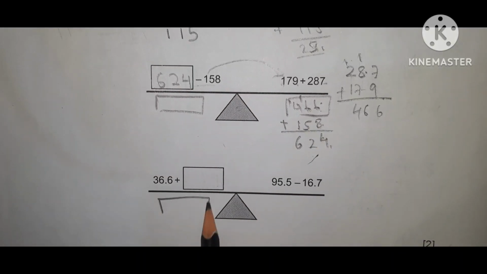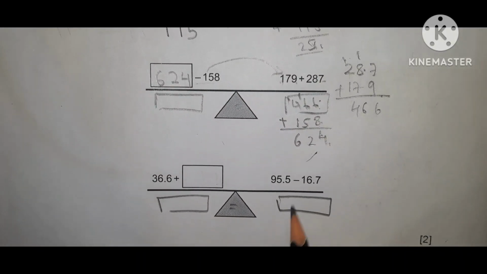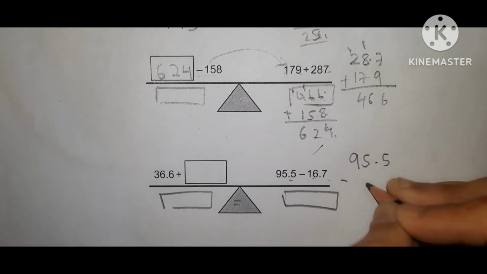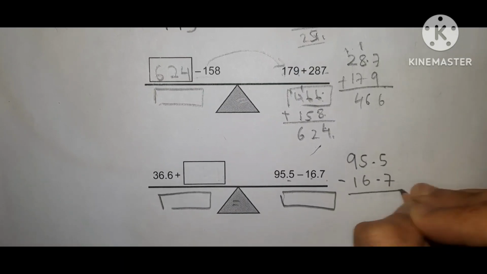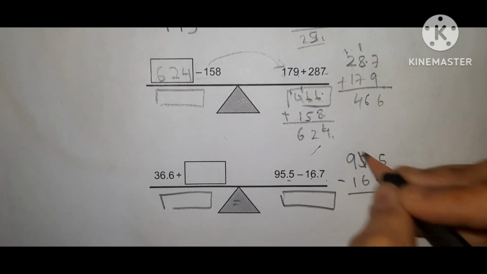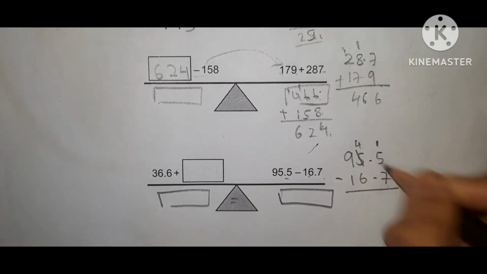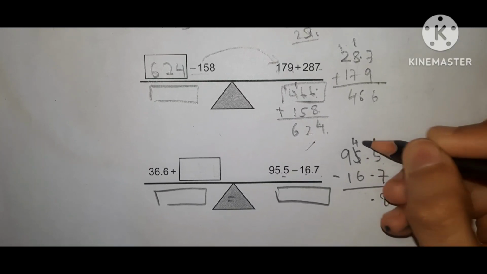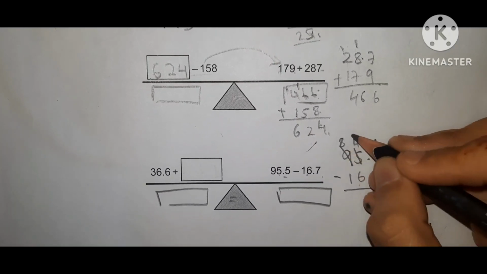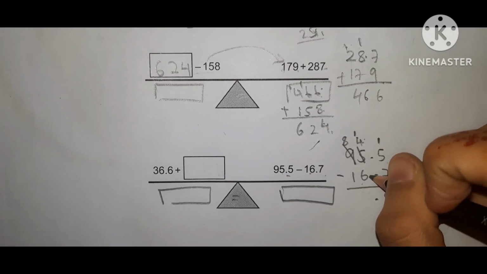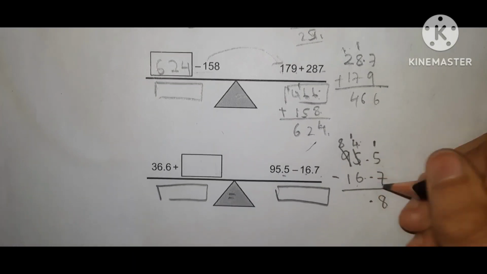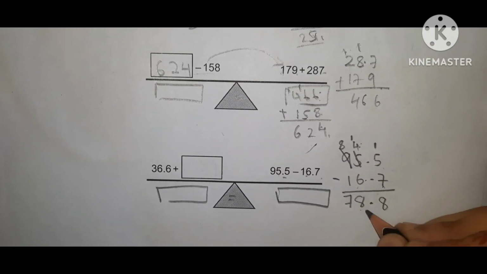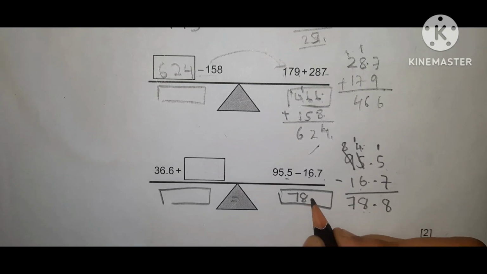Next, this number should be equal to this number. So here it says to subtract. So we'll do 95.5 minus 16.7. You can't, so you'll borrow. This will become 4. 15 minus 7, 8. 4 you can't, so you're gonna borrow. It will become 14. 14 minus 6, 8. So you write the 8 here. 8 minus 1, 7. 78.8. So the answer here is 78.8.